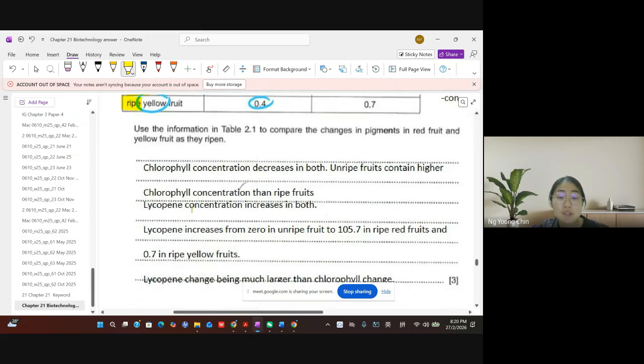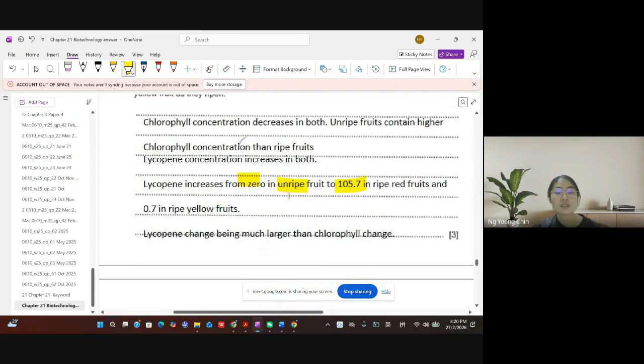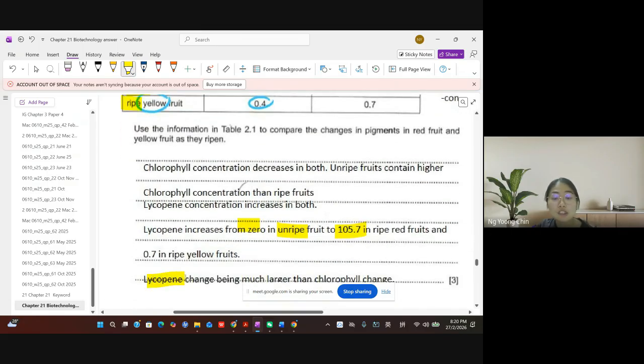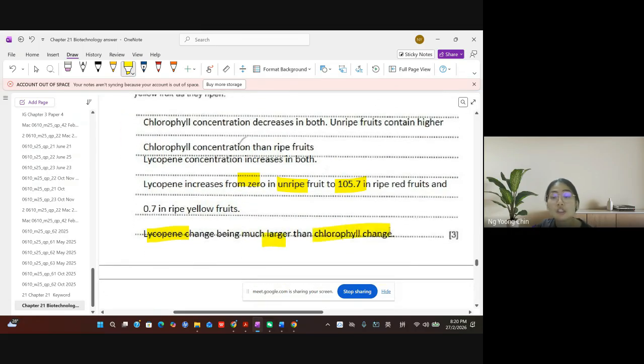So that's why the lycopene concentrations increase in both. And then lycopene will increase from 0 to the unripe fruits in this data. Okay, so then you can conclude that the lycopene change is much larger than the chlorophyll change.